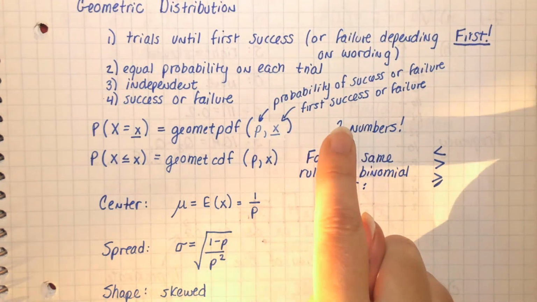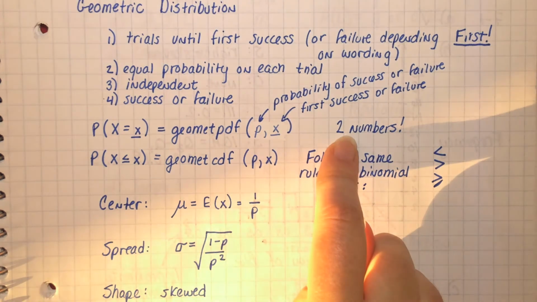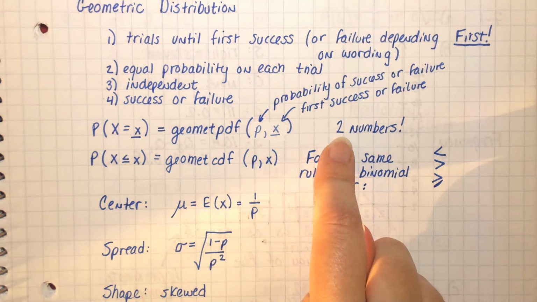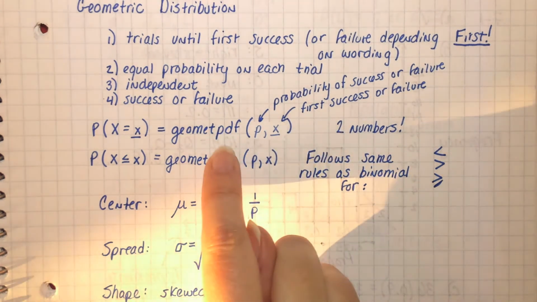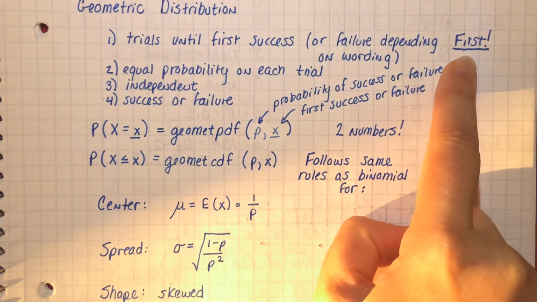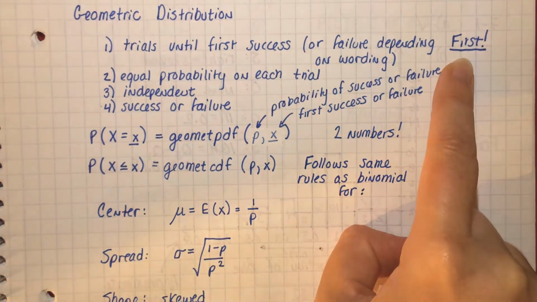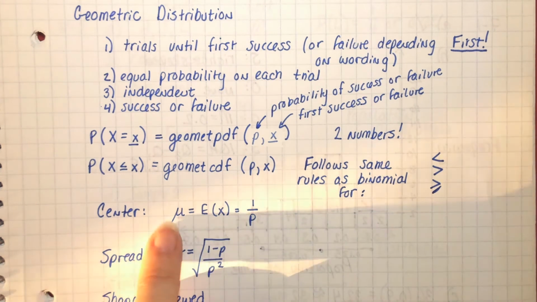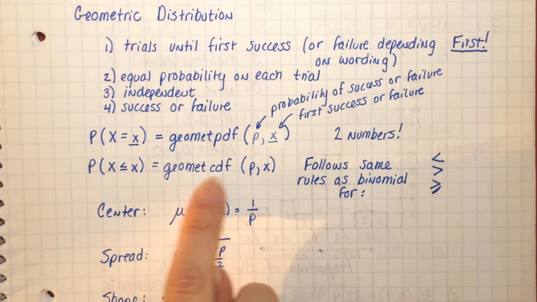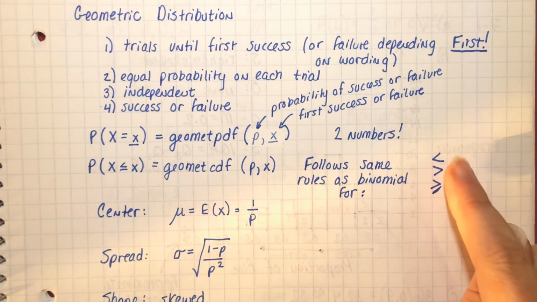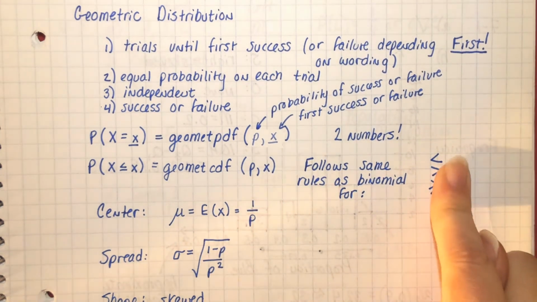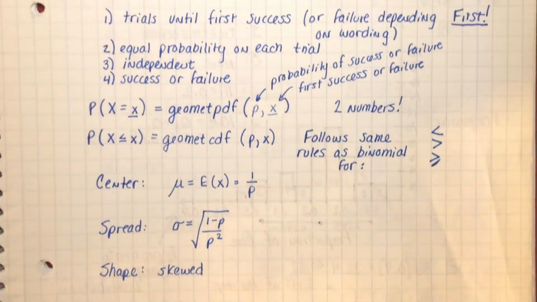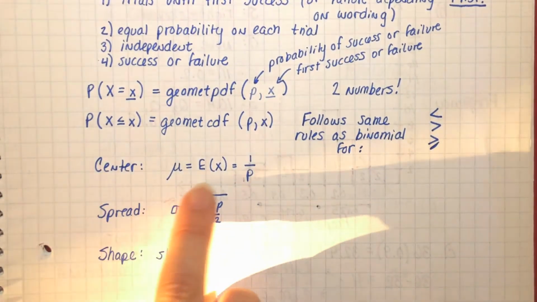Another thing you can look at in the problem if you're having trouble identifying binomial versus geometric: does it give you 2 numbers or does it give you 3 numbers? If you're only given 2 numbers, likely it's going to have the word first in it or something to do with the first success or first failure, and you're going to be in geometric land. Less than or equal to is geometCDF, and then it follows the same rules as binomial for these different inequality symbols. And the center is 1 over p.